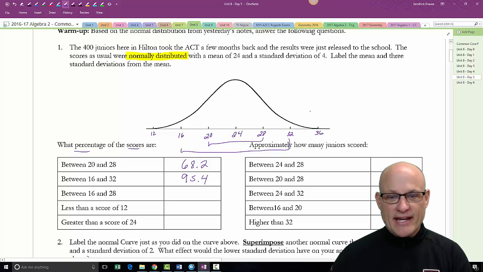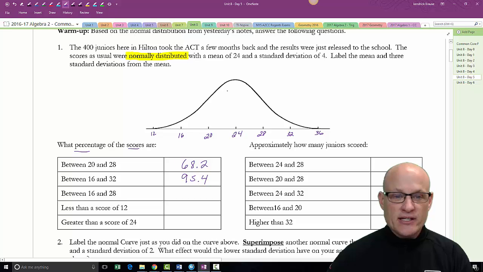16 and 28. Now we're getting a little funky. I'm going to do this the hard way and then the easy way. I'm going to use my calculator. 16 and 28. So I need to go all between those two. Well, if I remember correctly, this is 34.1. And this is 34.1. This part I'm not sure about.